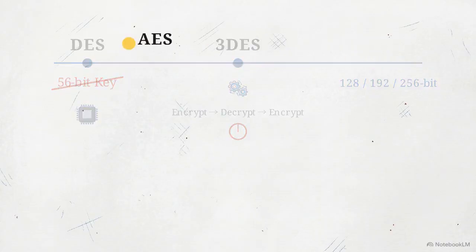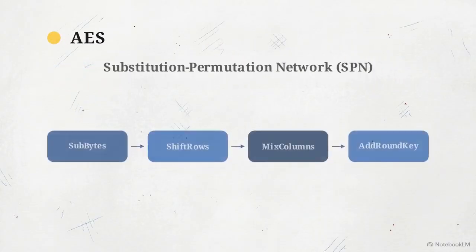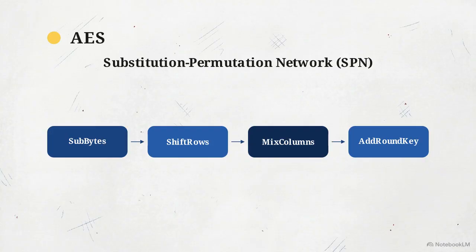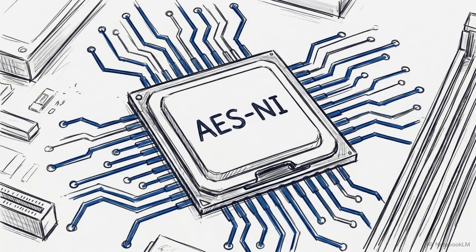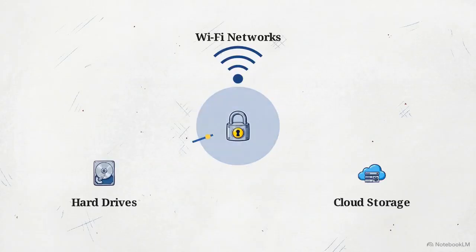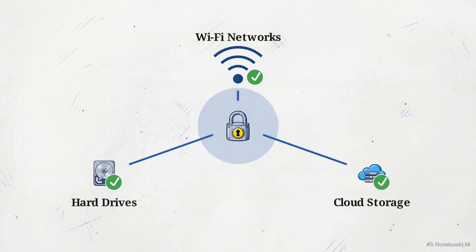To solve this, the Advanced Encryption Standard, or AES, was introduced. It expands the key size up to 256 bits and utilizes a streamlined substitution-permutation network, executing multiple rounds of substitution and shifting to secure data rapidly. Combining the mathematical structure of AES with dedicated hardware acceleration on modern CPUs makes it the mandatory baseline for securing hard drives, Wi-Fi networks, and cloud storage.